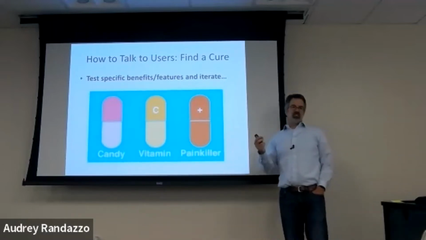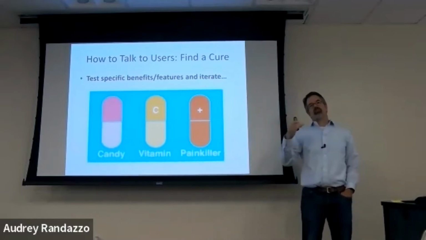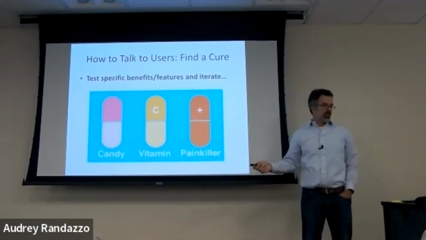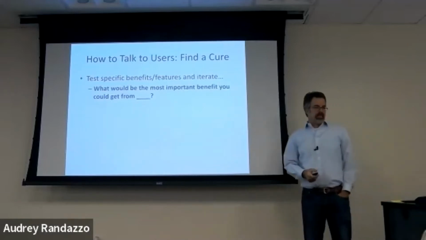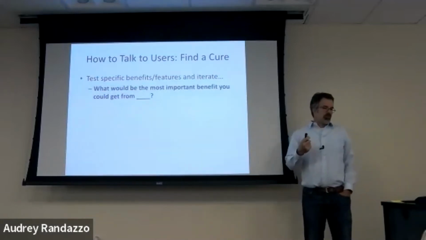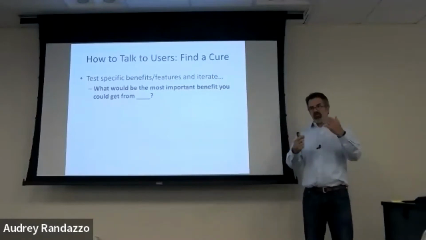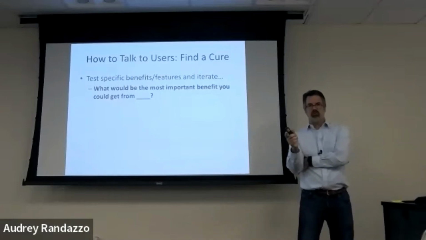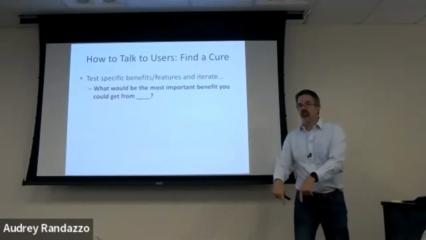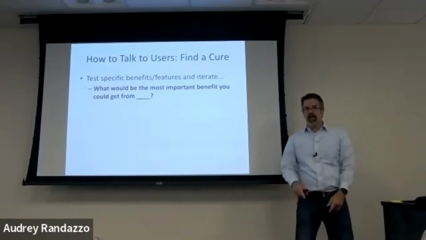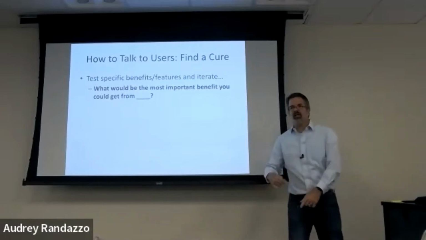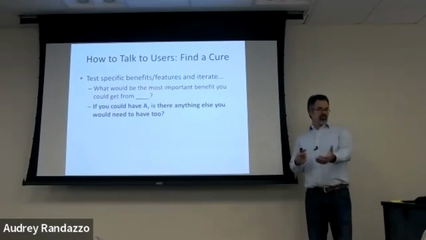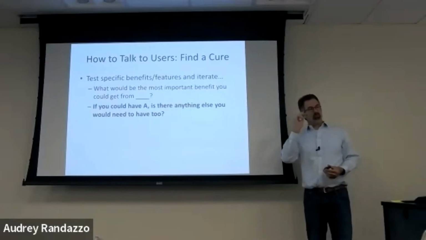Okay. So you've got to test the specific benefits and features, though, to make sure they work with the actual pain, and then iterate. So, for example, what would be the most important benefit you could get from blank? You have this idea for how to solve this pain, this painkiller, right? Well, it's got to go to a toe. Well, what's the most important benefit you could get? My pain goes away right now. Okay. But would you rather it go away now or an hour from now? Now, right? Okay, if you could have A, is there anything else you would need to have too? Sometimes there's a single magic bullet, but maybe you need a couple other things to really fully solve their problem.